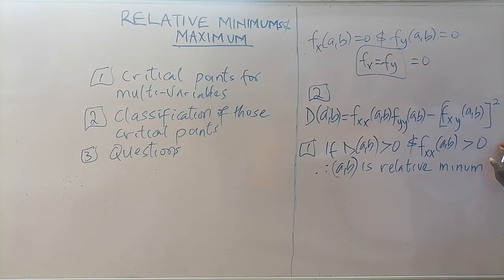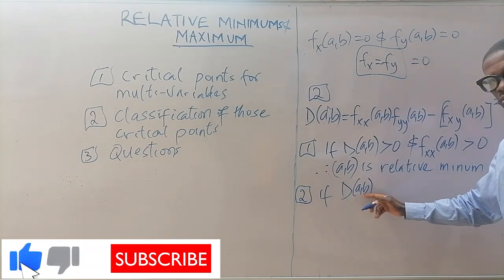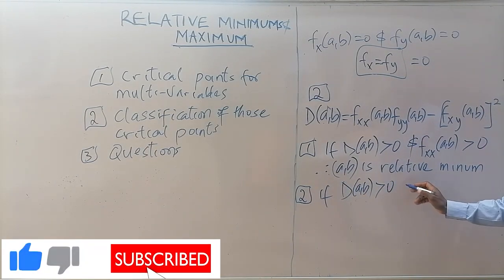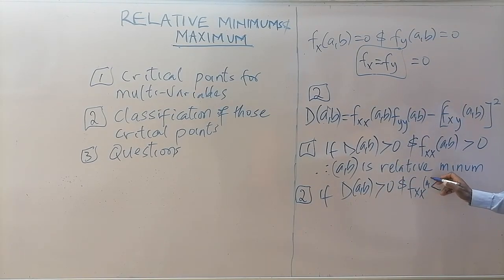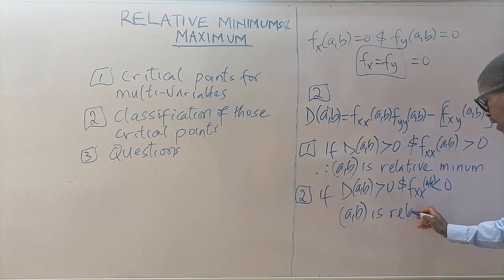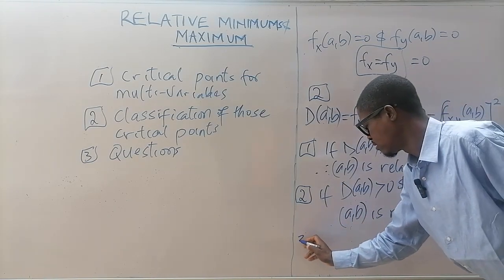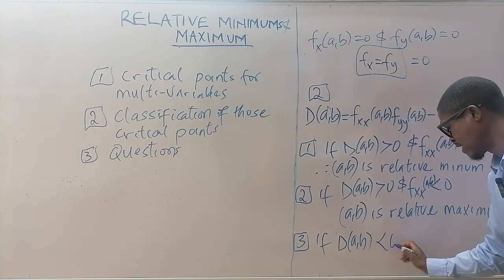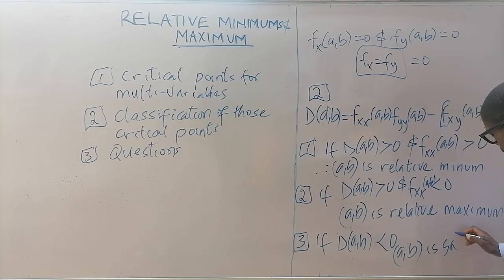So that's the first classification. The second classification is when your D at your critical point is greater than 0, and this one is less than 0. At that point, (a, b) is a relative maximum. If D is less than 0, negative, that critical point, which we have gotten from the first step, is called a saddle point.